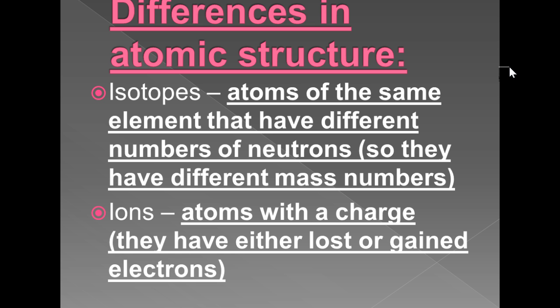Now ions are atoms with a charge. So that means they've either lost or gained electrons. Because remember, if you've lost or gained protons, that would mean you have a new element. So that can't happen. It's an ion that has a charge, so it has to have either lost or gained electrons.